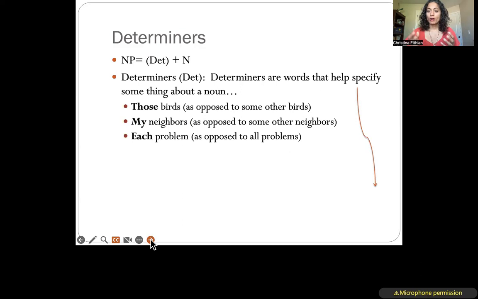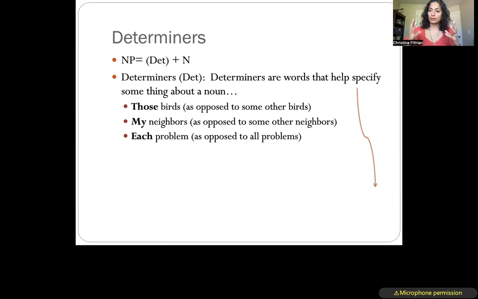So you remember our noun phrase rule. We get a noun phrase when we have at least a noun plus an optional determiner. So determiners are words that help specify something about a noun. So, for example, those birds over there, as opposed to some other birds. My neighbors, as opposed to some other neighbors. Each problem, as opposed to all problems. So again, what determiners do is they determine the scope of reference of the noun.